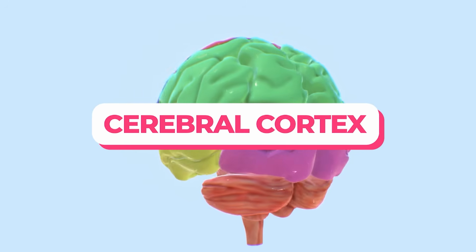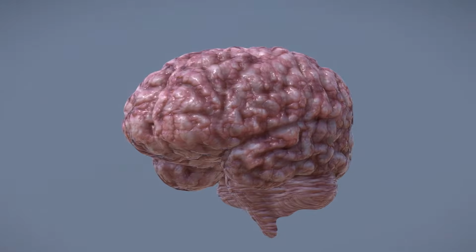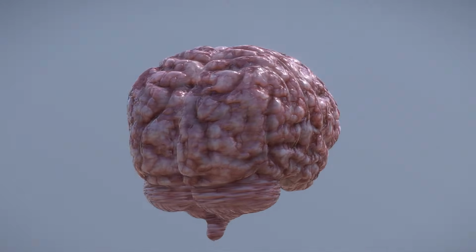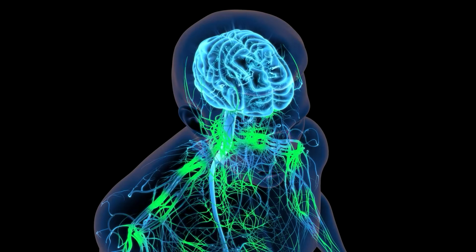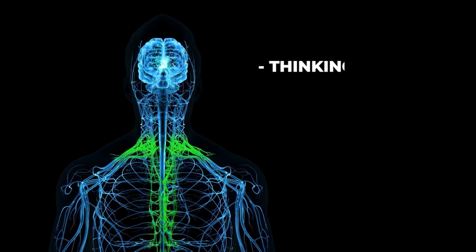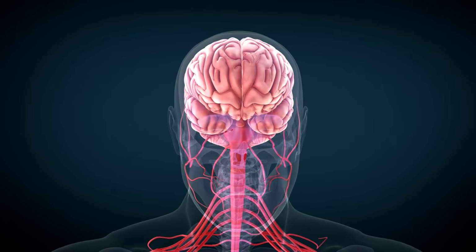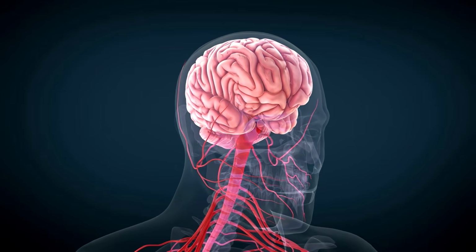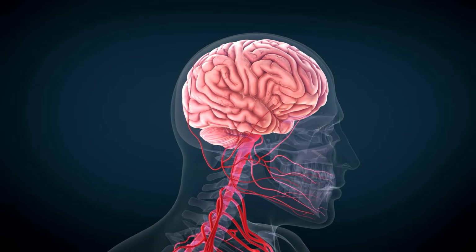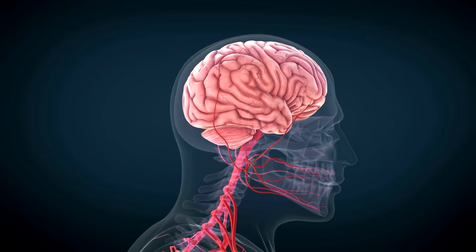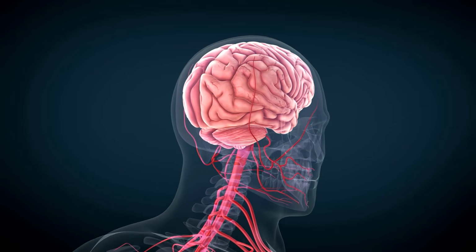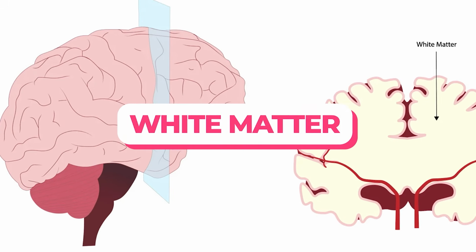Cerebral cortex. This is the outermost layer of the cerebrum and is composed of gray matter. It is densely packed with nerve cells and is responsible for higher cognitive functions, including thinking, perceiving, and producing and understanding language. The thickness and structure of the cerebral cortex can vary across individuals and has been associated with various cognitive abilities and personality traits.